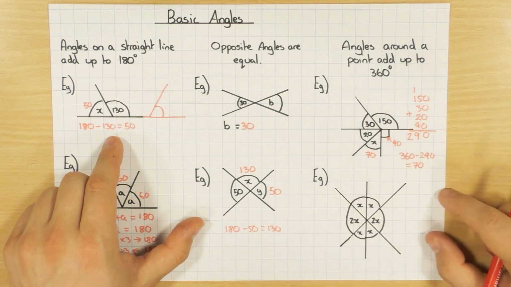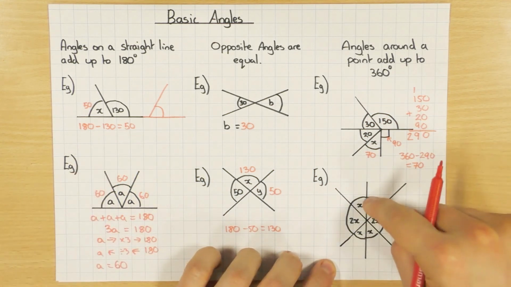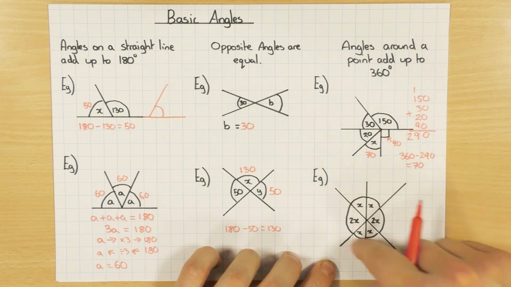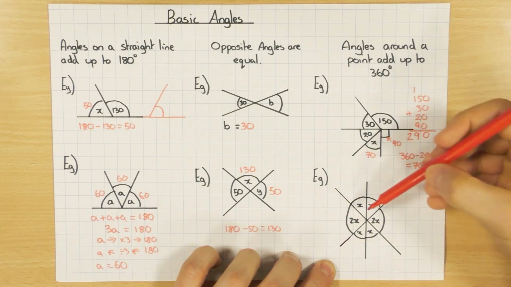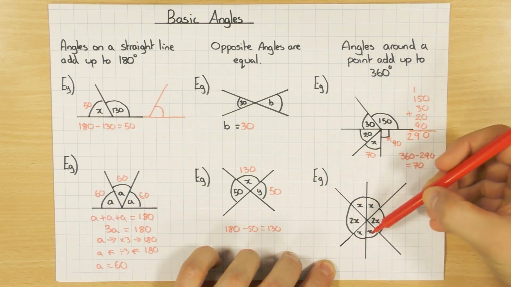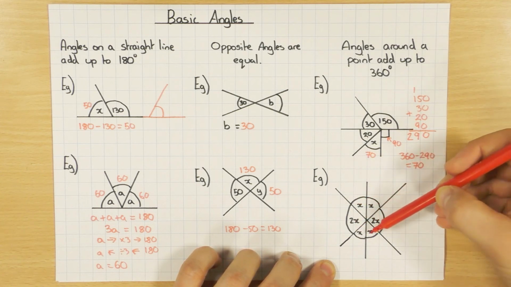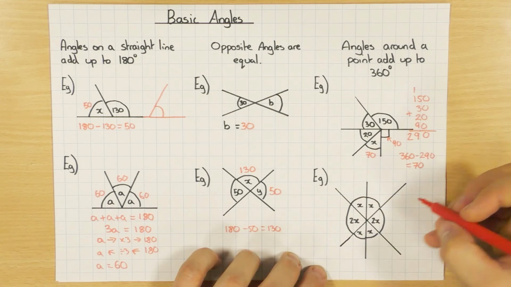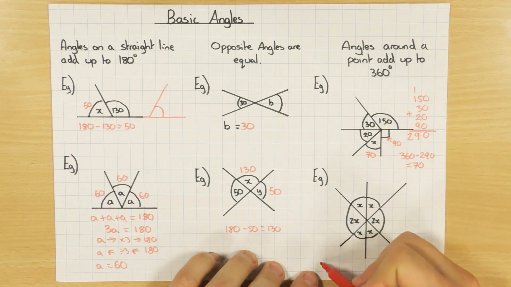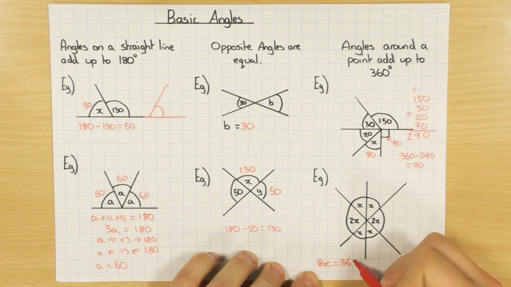A little bit of algebra to finish. Again, I know that all of these add up to 360, so if I add them all up, x plus 2x plus x plus x plus 2x. So I've got 1, 2, 3, 4, 5, 6, 7, 8x. Let's go here. So 8x will equal 360.